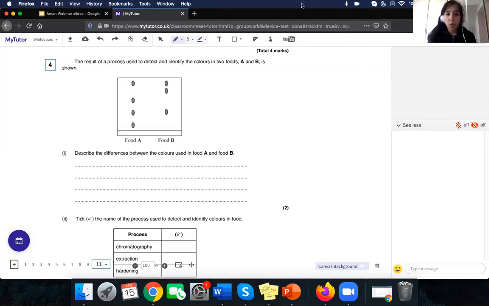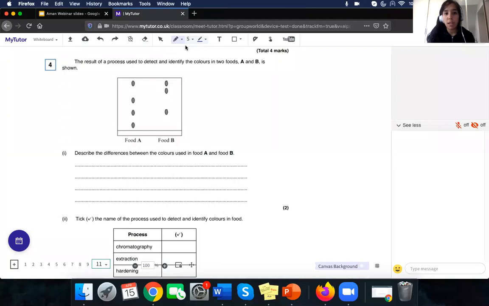Okay, so A has more colours, 4 compared to 3. Excellent, so that would get you 1 mark. What else? A lot of people are saying food B is more soluble. We can't infer that from the chromatogram. Just because it has 3 substances that look a bit more soluble, we can't really infer that. Okay, so we've got 1 mark so far.